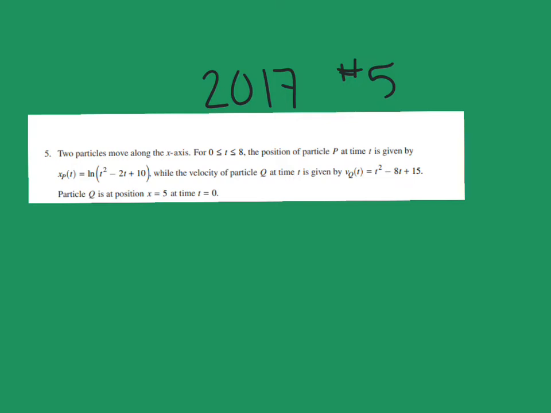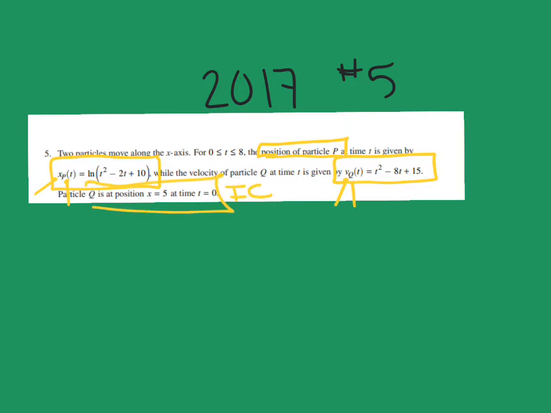So two particles move along the x-axis. They give you the position of P, which is this, and notice how x stands for position, and the function they're talking about is P. And then they give you the velocity of Q. So v stands for velocity, and the function is Q. And then they give you this nice initial condition about Q only. Okay, so it's important that we keep everything straight before we even dive into the problem.